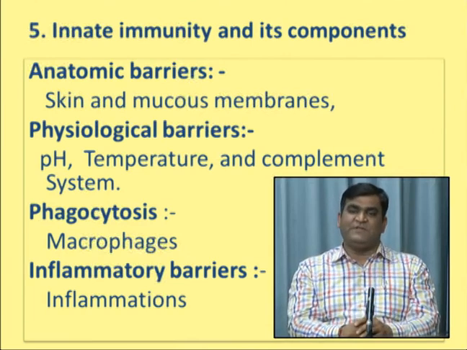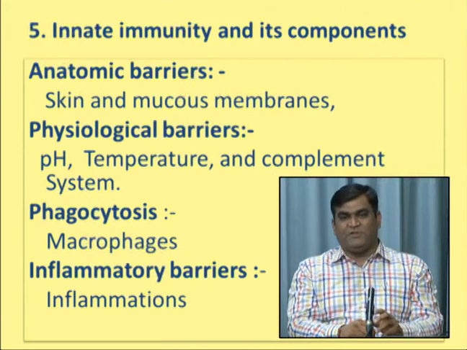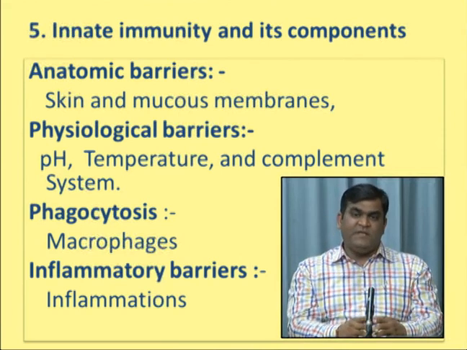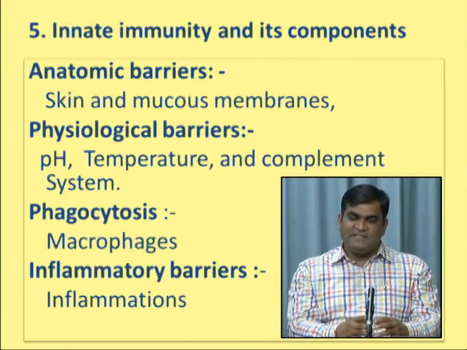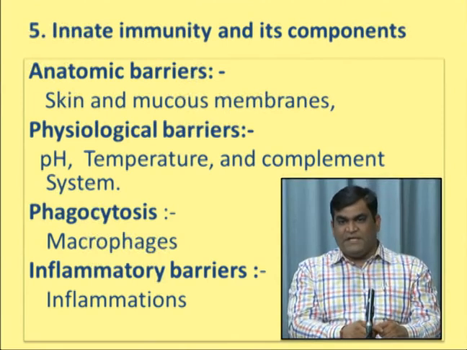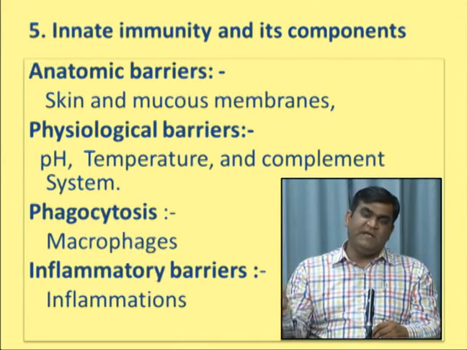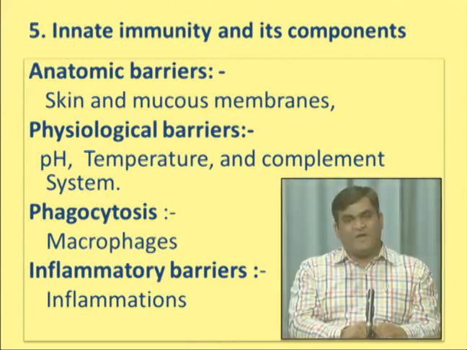Then there comes phagocytosis. Phagocytosis is a phenomenon of engulfment of the pathogens by specific kinds of cells. Such cells are called phagocytes. In our body, the most prominent phagocytic cells are macrophages, neutrophils, dendritic cells, and even B cells can also phagocytose the antigen, albeit by a different phenomenon called receptor mediated endocytosis. So the engulfment of the pathogen is done by specific cells which are known as phagocytes.